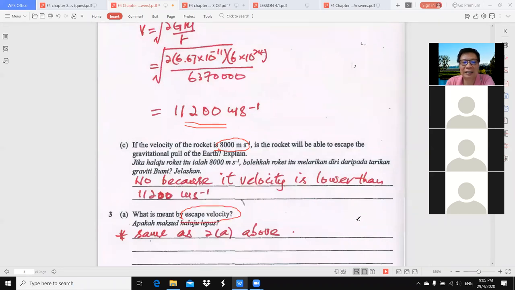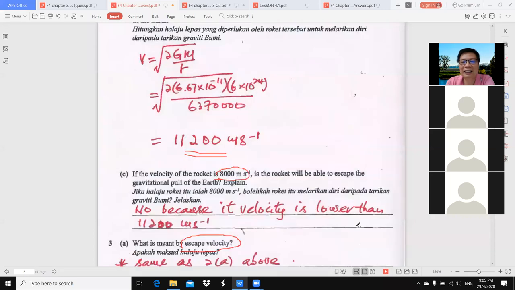Minimum velocity needed by an object on the Earth's surface to overcome the gravitational force to escape to the outer space. Yes, very good answer, Carmen.